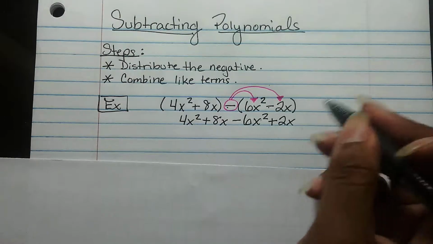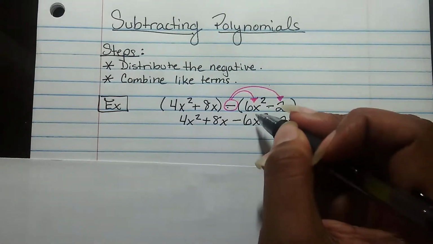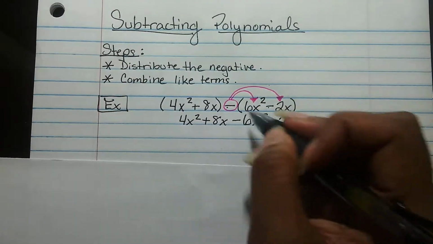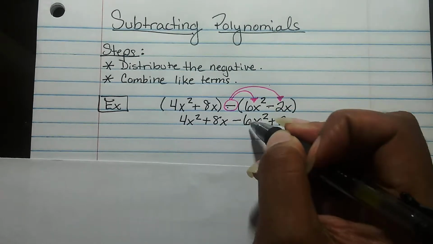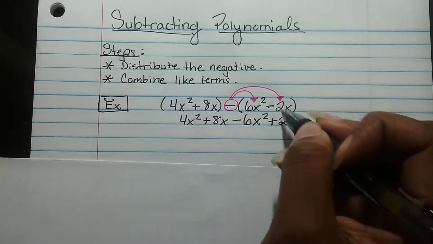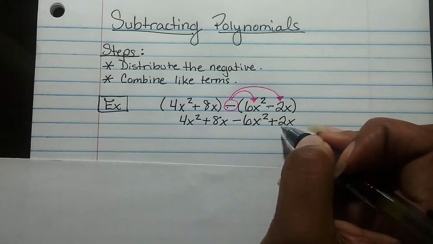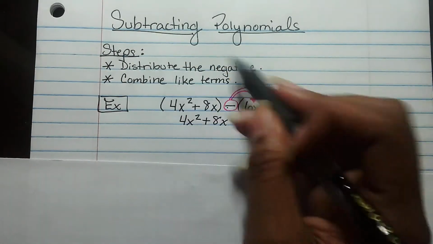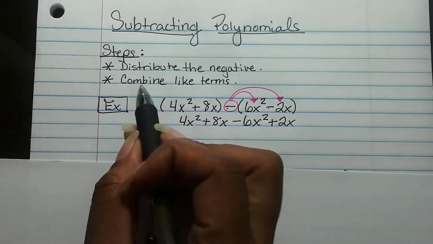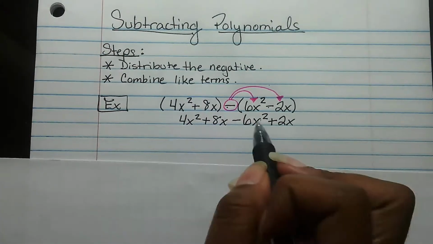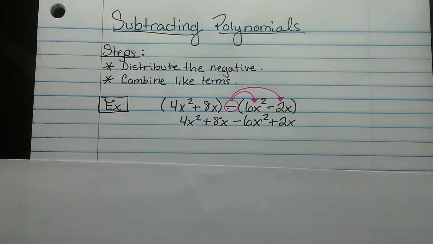And if you notice, the only thing that changed were the signs. It was a positive 6, now it's a negative 6. It was a negative 2, now it's a positive 2. And we are done with step 1. We distributed the negative. Now after that, you just combine like terms. So you just find your matches basically.